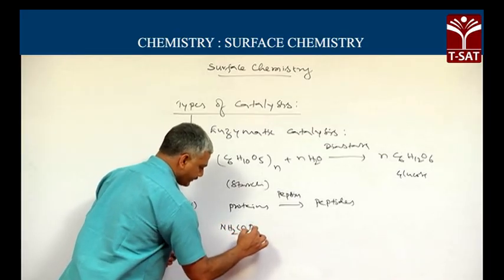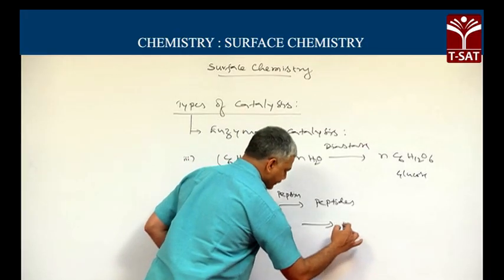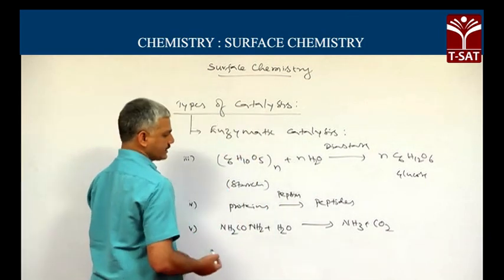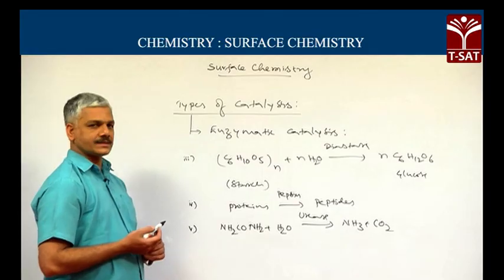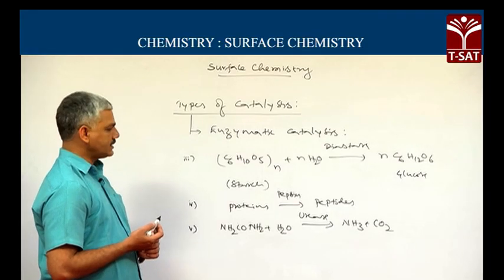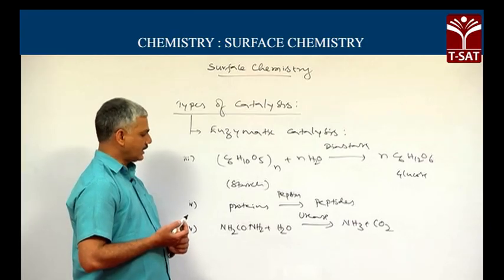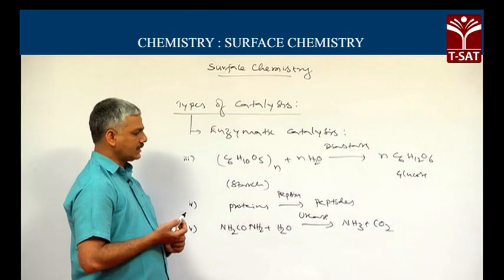Similarly, urea is hydrolyzed to ammonia and carbon dioxide in the presence of an enzyme called urease. This urease is present in soya bean, and this is used for conversion of the fertilizer urea to ammonia.